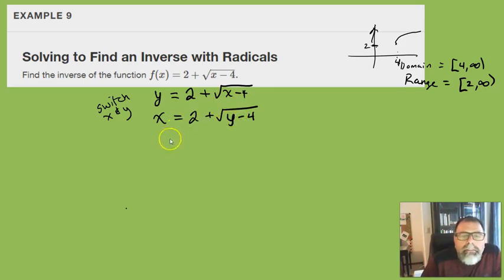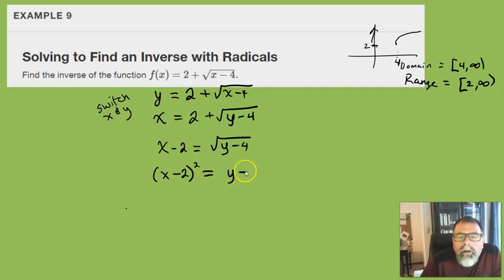So I want to subtract 2 from both sides. And then I'm going to square both sides. So x minus 2 squared equals y minus 4. And then I'm going to add 4 to both sides. So x minus 2 squared plus 4 equals y. And then that's going to be f inverse. The y becomes f inverse of x.